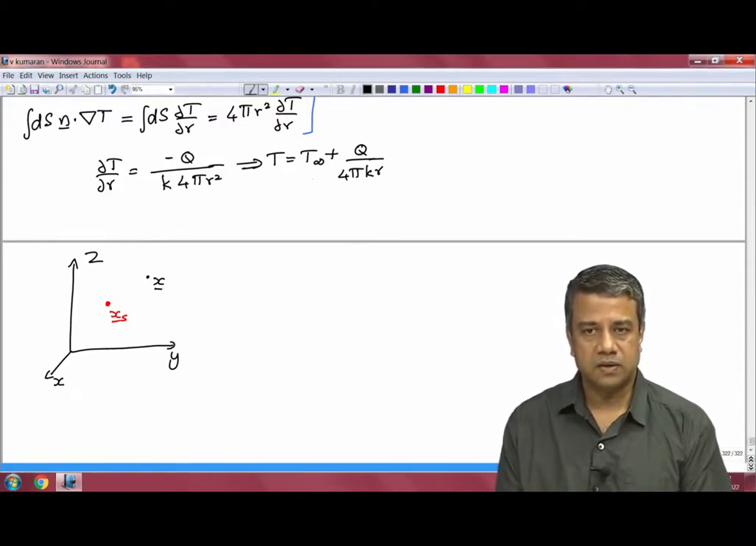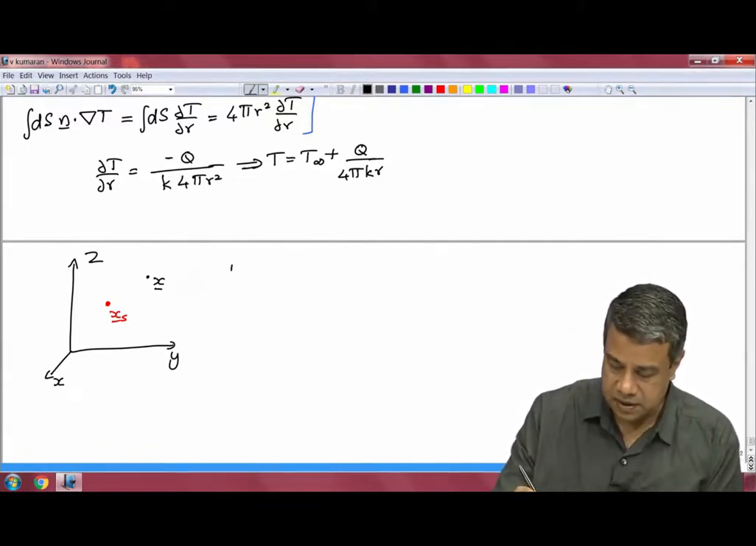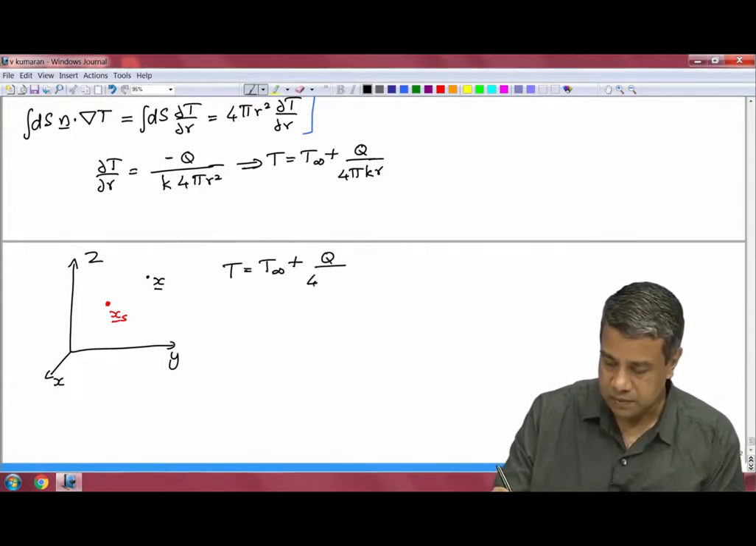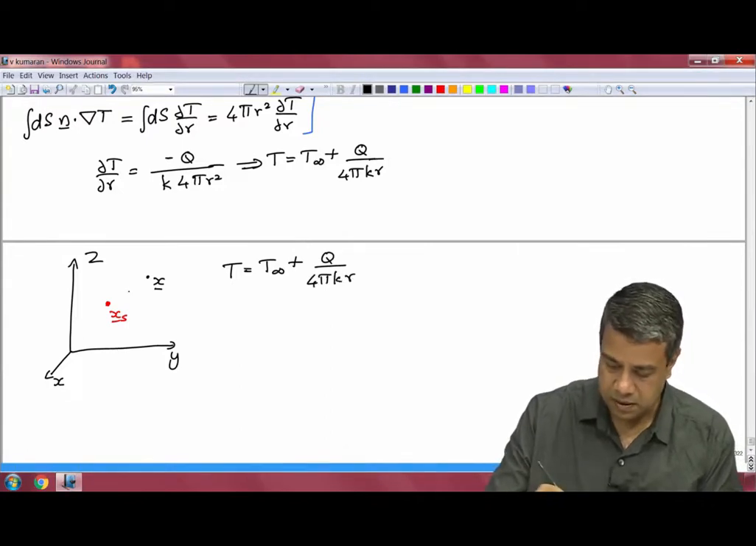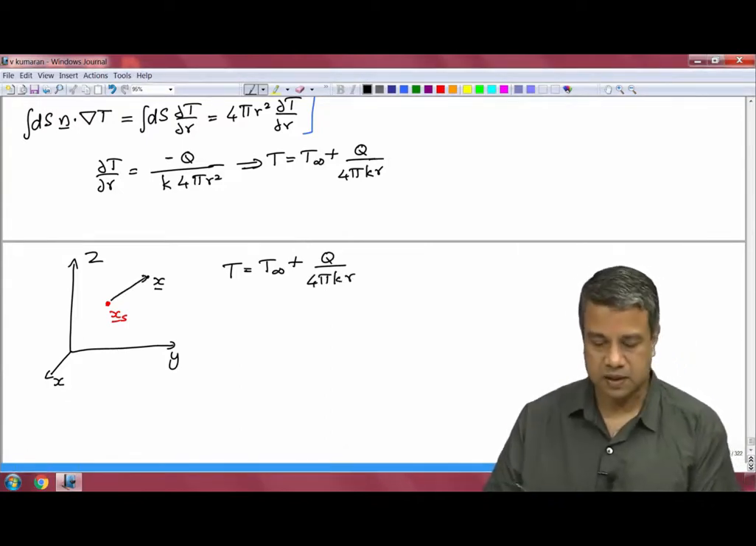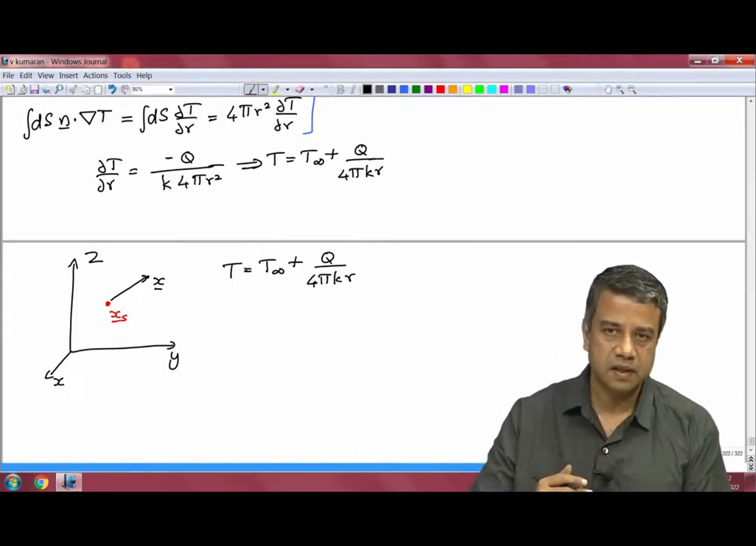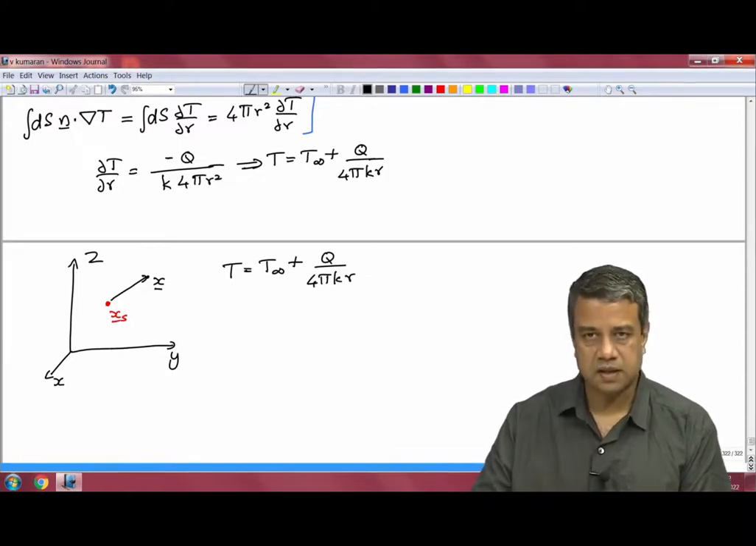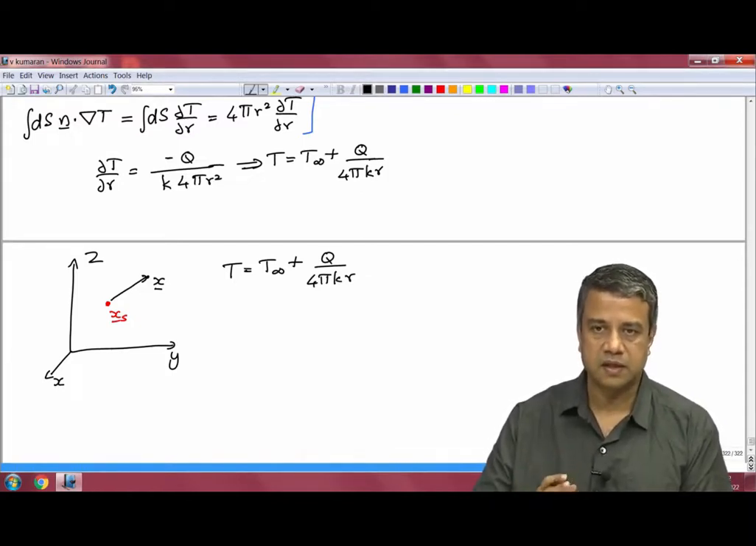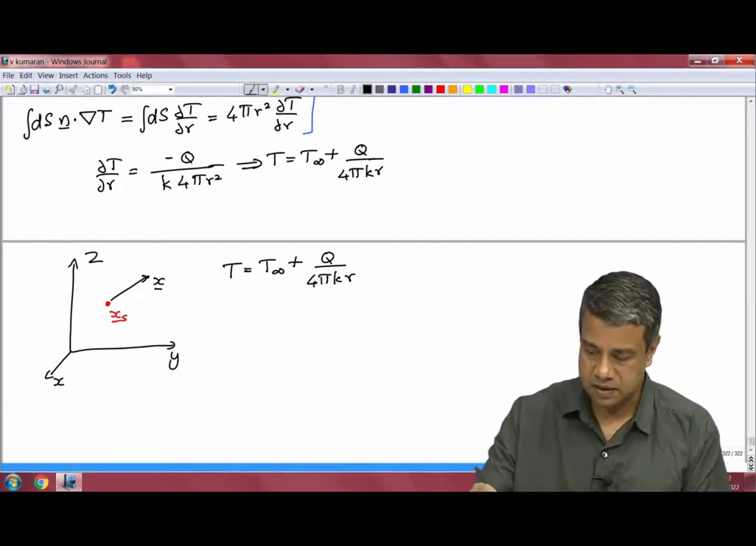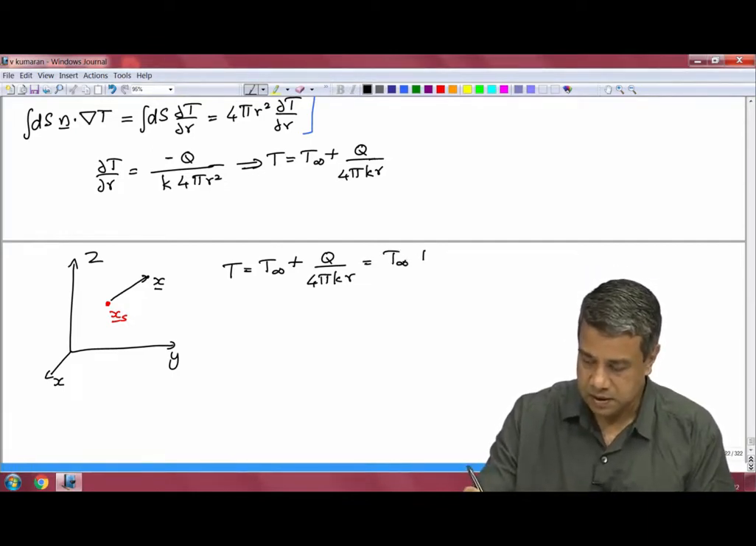The only thing I need to do is to shift my origin to that particular location, and at that location T will be equal to T infinity plus q by 4 pi k r, where r is now the distance between the source and the observation point. I just have to shift my origin to the source, and then the distance from the source to the observation point is the magnitude of x minus xs. So, this is just equal to T infinity plus q by 4 pi k into the magnitude of x minus xs.